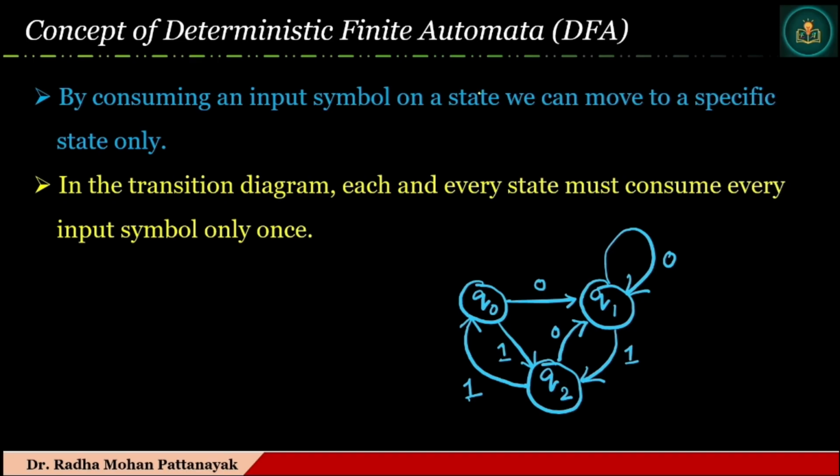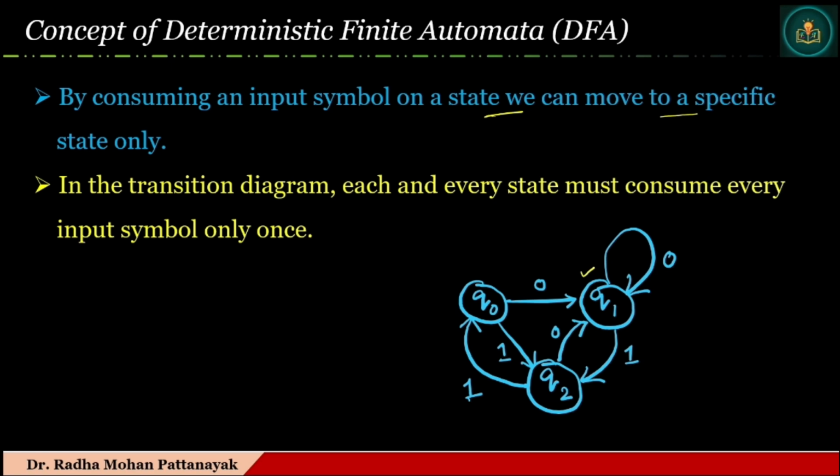Now we will move to the rules of deterministic finite automata. As per the rule of DFA, in the transition diagram, by consuming an input symbol on a state, we can move to a specific state only. See here in this figure, on Q0, if you consume 0, you are moving to Q1. So as per the rule, in the same transition diagram, Q0 should not consider 0 to move to any other state other than Q1. I hope you understood, because by considering 0 on Q0, it is moving to Q1.